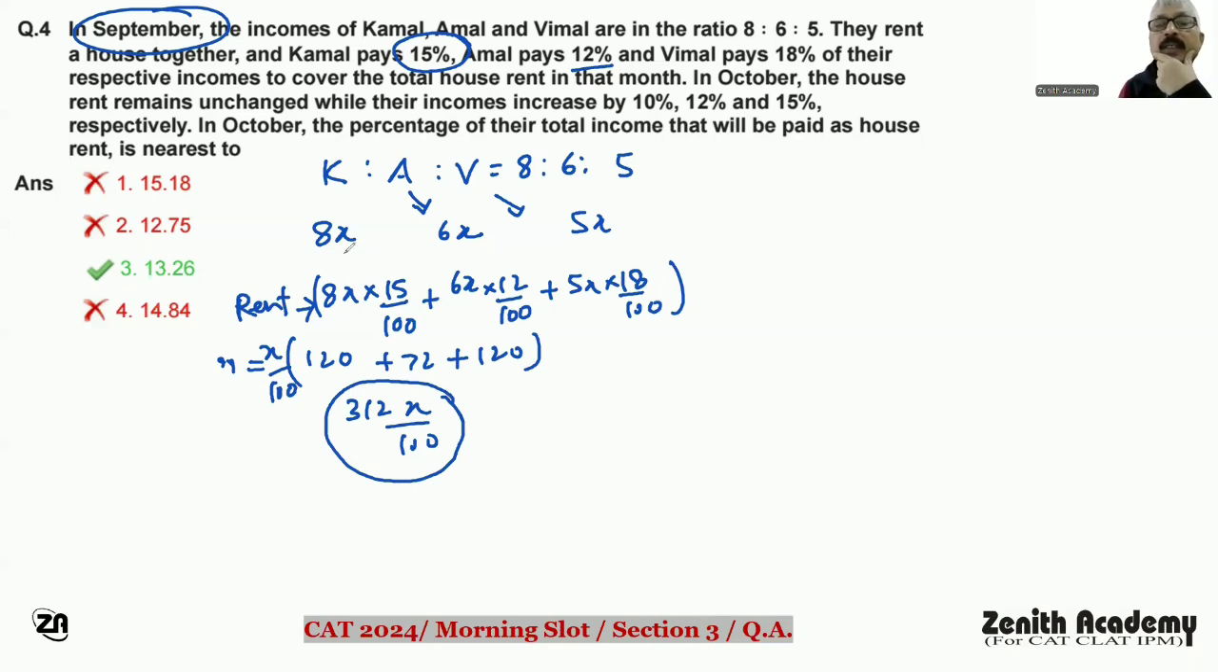Now, I think it is clear. 8x, 15, 15 8s is 120. 6 into 12, 72. And finally, 18 5s. Okay, this is a problem. It is 90. Sorry, sorry, sorry. It is 90. 18 5s, 90. So this total, 120, 72 and 90, is 282x by 100. This is the total rent.